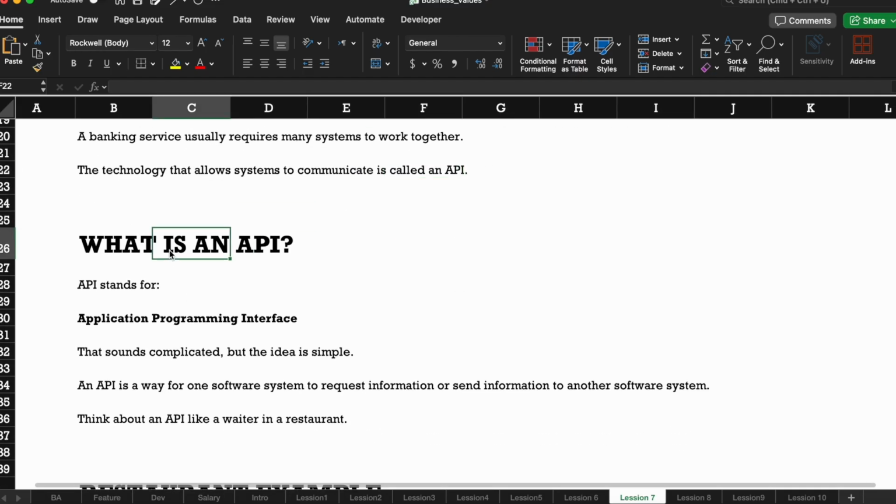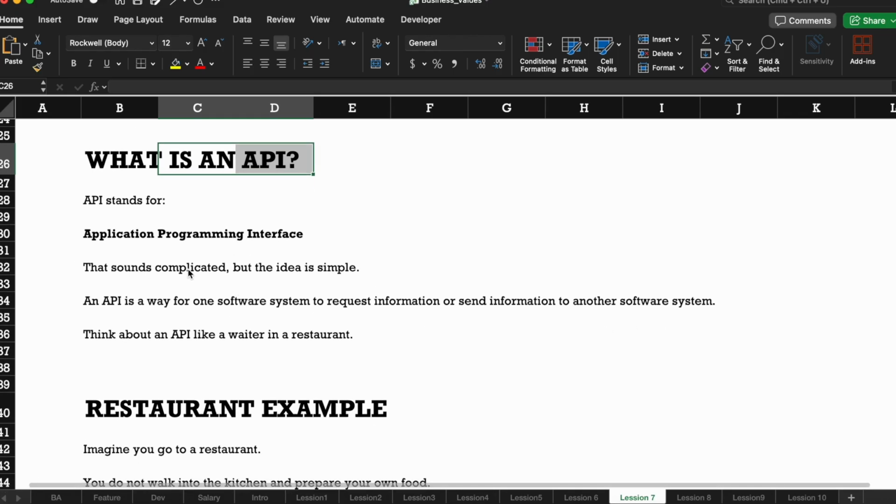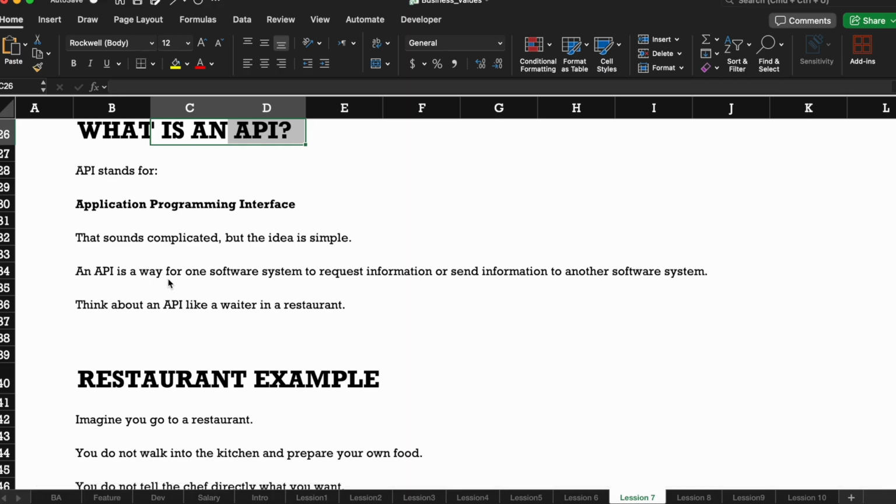Okay, so what is an API? API stands for application programming interface. That sounds complicated, right? But the idea is simple. An API is a way for one software system to request information or send information to another software system. Think about an API like a waiter in a restaurant.